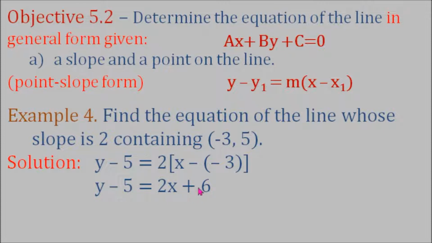Writing this equation in general form, we are going to move y to the other side, so it becomes minus y. And then we are also going to move minus 5 to the other side, it becomes plus 5. So we have this equation, 2x minus y plus 11 equals 0.